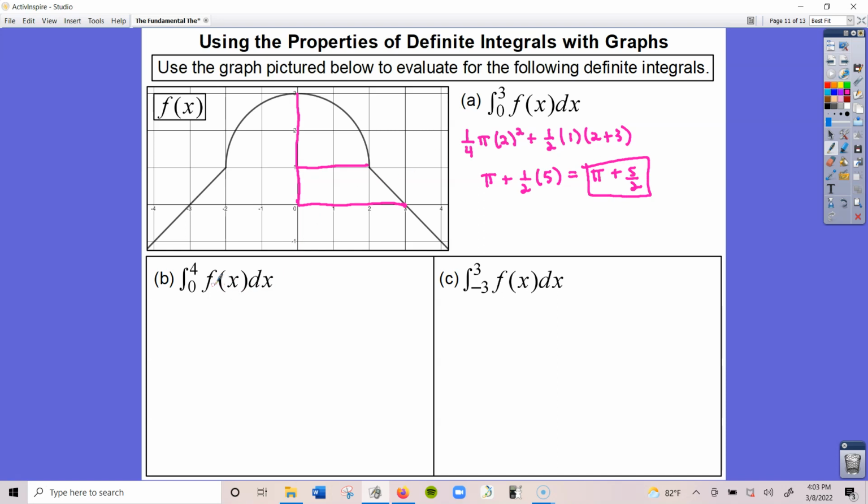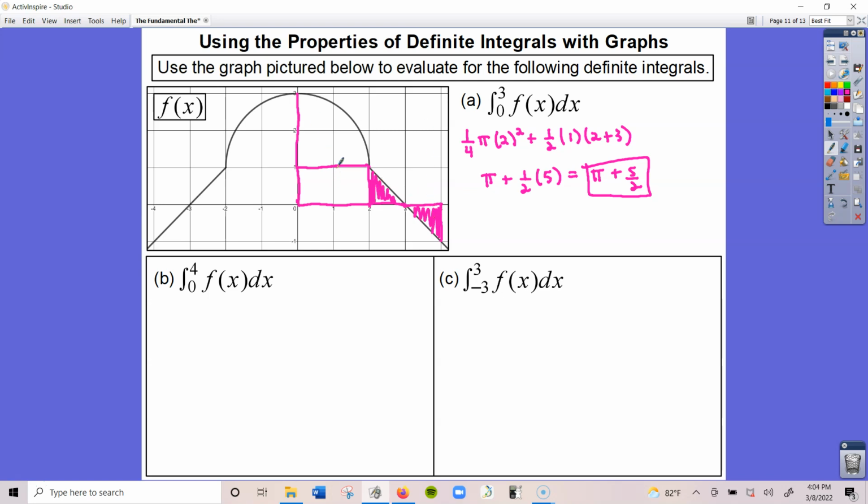Now having a look here from 0 to 4. So now we're extending. We're still starting at 0, but we're going all the way to 4. And what you should notice is that you have these two areas here, these two triangles, are identical. And one is above the x-axis while the other is below. So these two are going to cancel out.